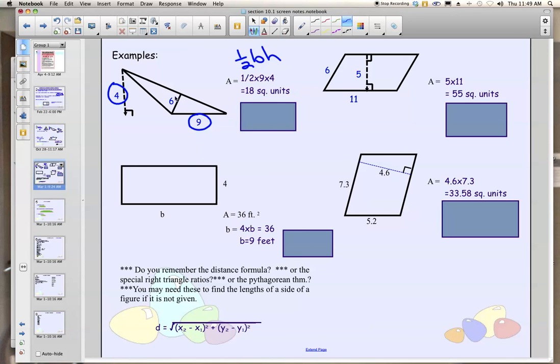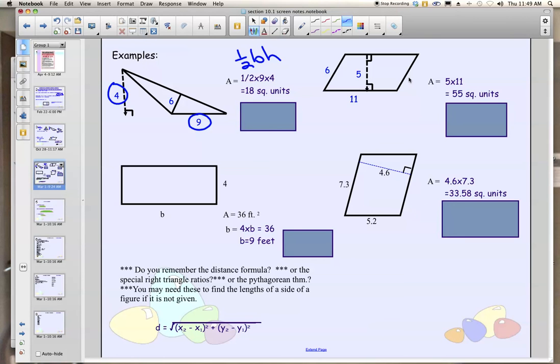Notice that they give us the 6. The 6 is the height if this is what we use for our base. Since they don't give us the base, we can't use those values. We have to use the ones that they give us or ones that we can find.